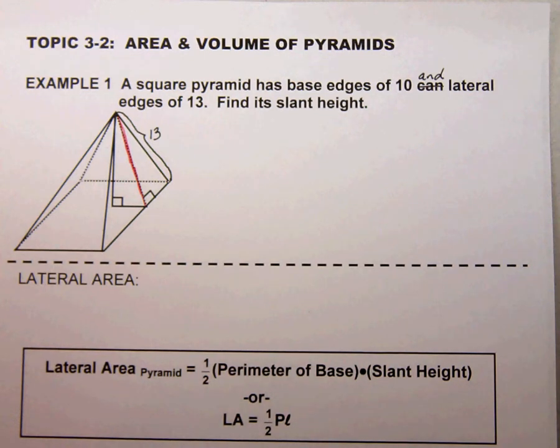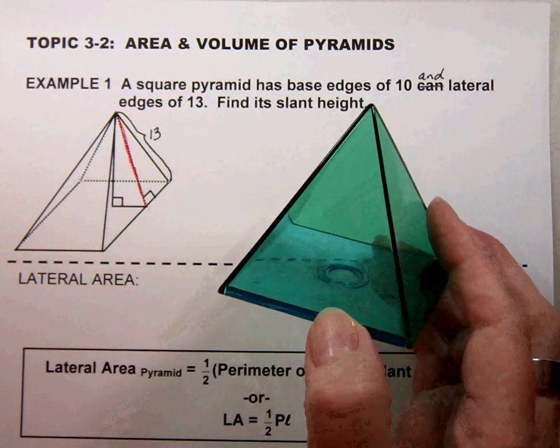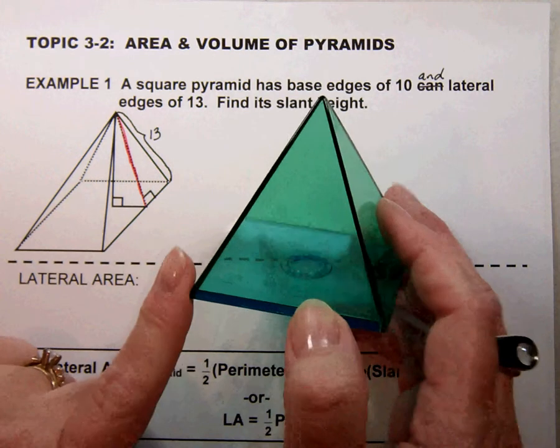Okay, we're on topic 3.2, area and volume of pyramids. When you look at a pyramid, make sure, especially when it's drawn on a sheet of paper, that you're remembering the attributes of a pyramid. I'm going to show you one.